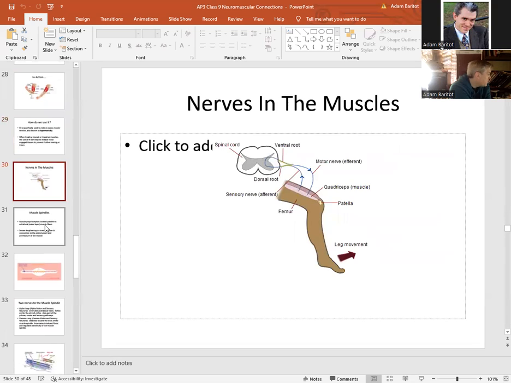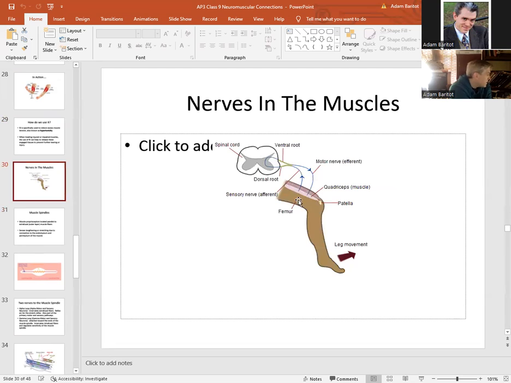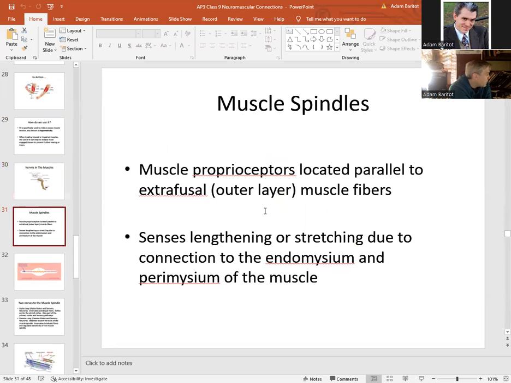As for nerves and the muscles, we have a couple of sensory nerves in the muscles. Right here we see the traveling of specific nerve motion. And we've got two specific structures, one called muscle spindles, the other called Golgi tendon organs. We're going to start with muscle spindles today.